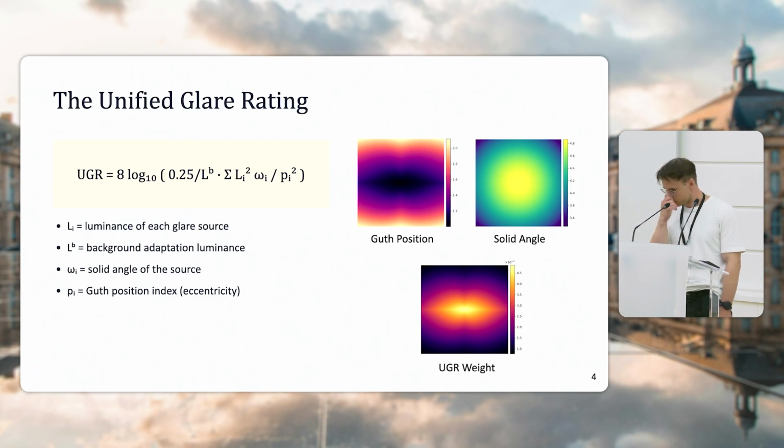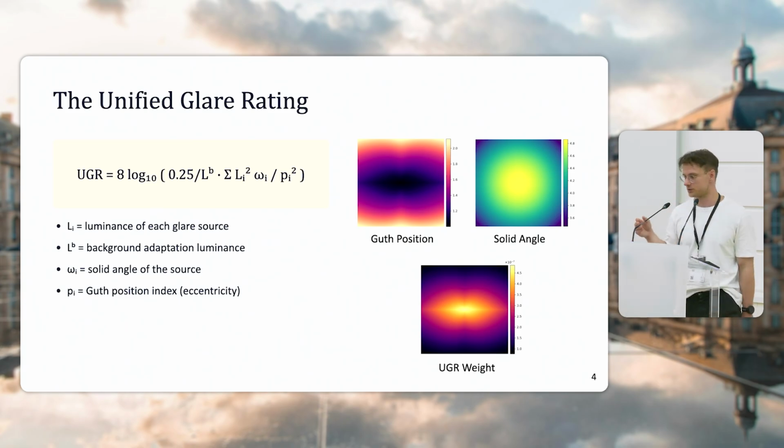The maps on the right show those weights in camera space, and then we take this glare source amount and divide it by the total adaptation luminance of the scene, the background luminance. So the most important thing to see here is that UGR is a contrast ratio. Its sources are measured against the background luminance, not just absolute brightness or hotspots.